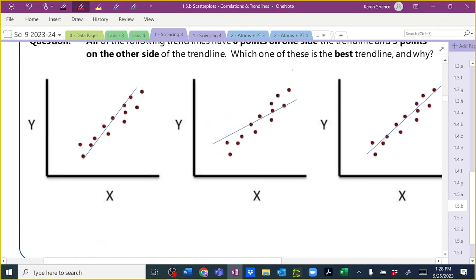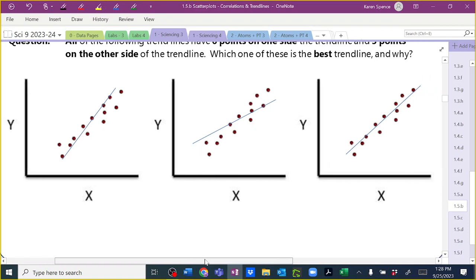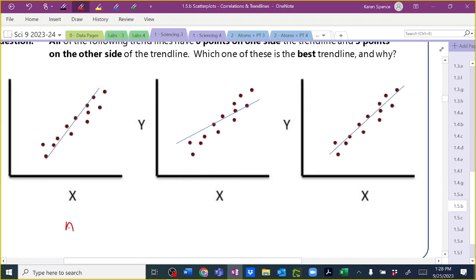And here we're just showing which of these 3 graphs is good. Which is the best? Is it A? Is it B? Or is it C? Tell your partner, which one do you like the best? Which trend line is the best? Which one do we like? See? Excellent.